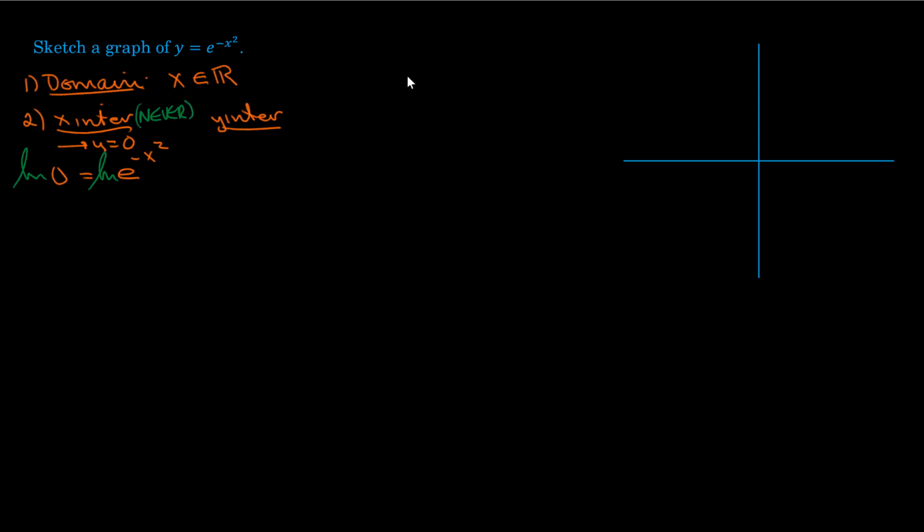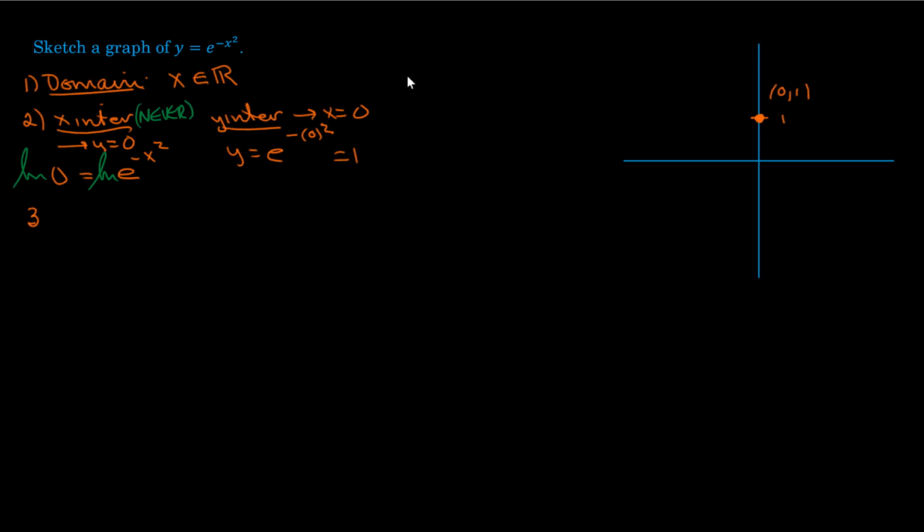Y-intercept. The y-intercept means that x equals 0. So that's going to give us y equals e to the negative 0 squared, which is really just e to the 0, which is 1. This thing's going to intersect the y-axis at, let's try putting 1 there. The coordinates of this point are 0, 1.